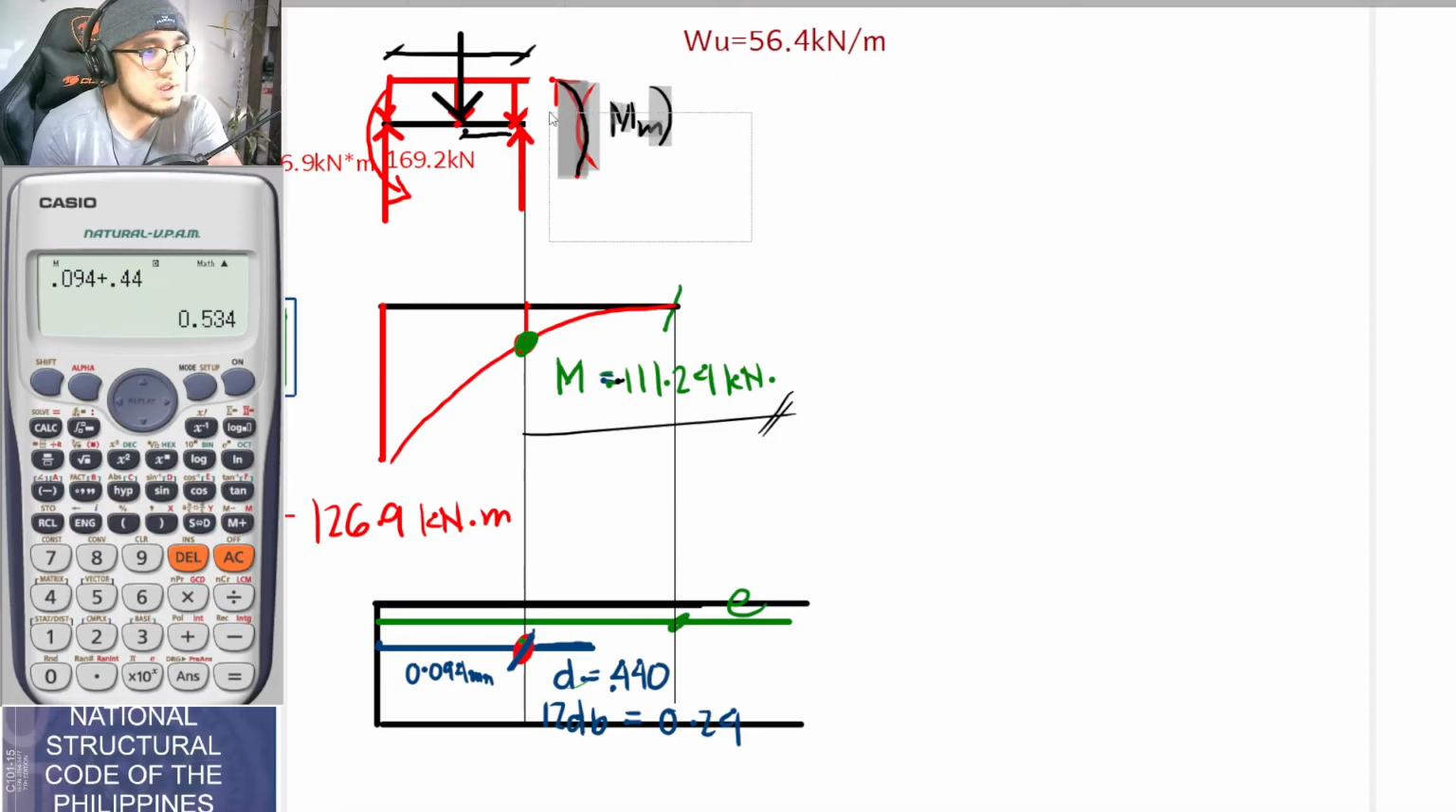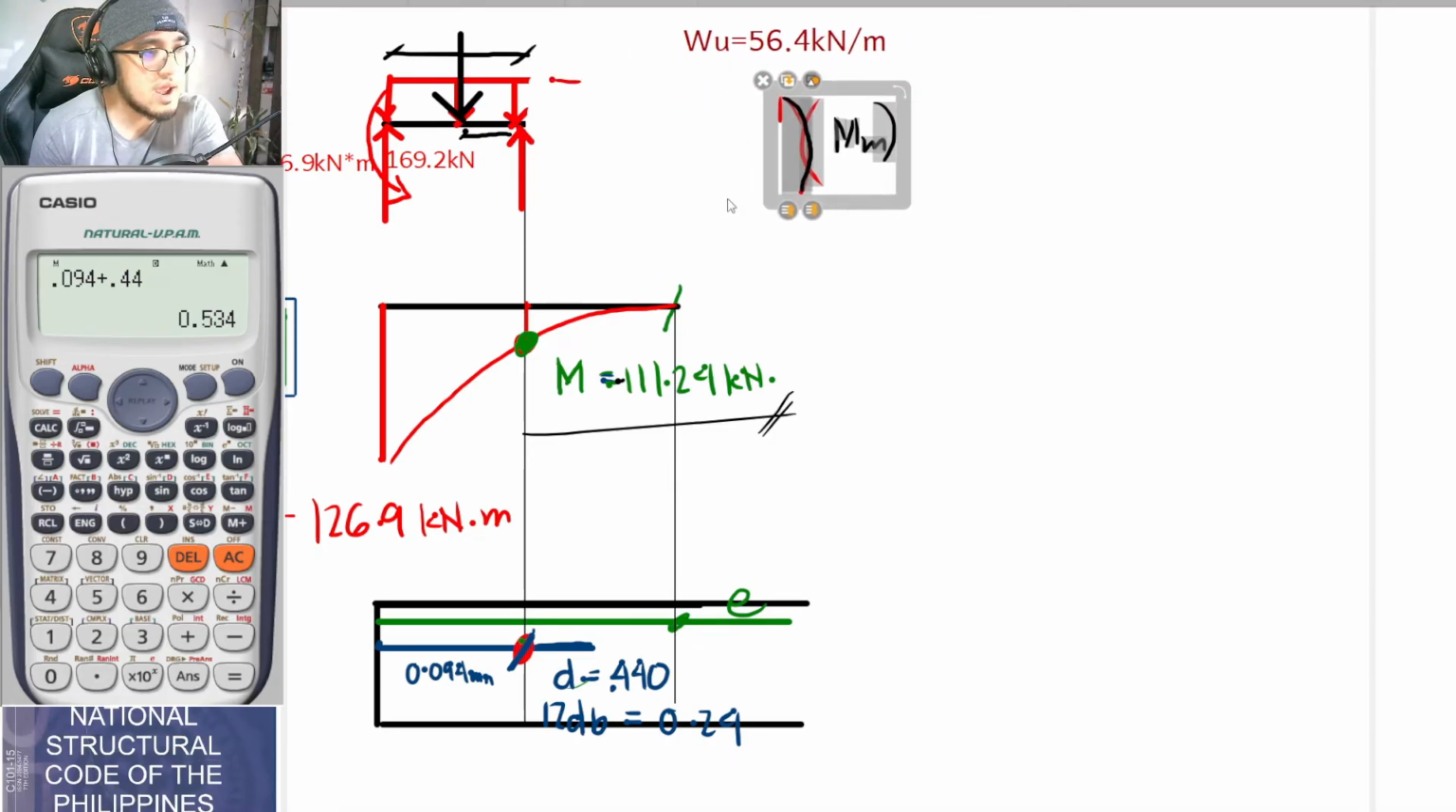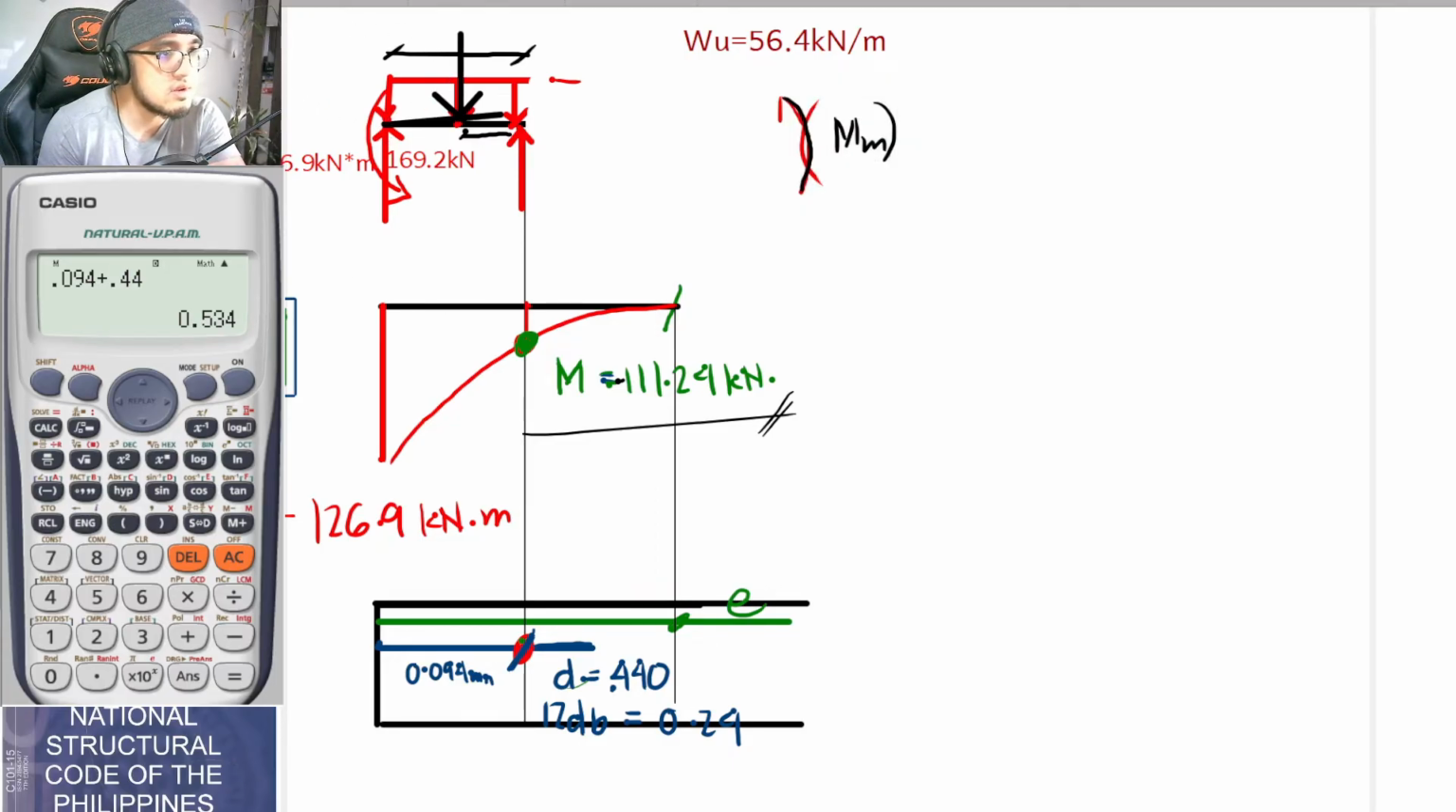So just move this to the right. Let us enlarge our section now. So let's say that this is to be our section, I mean our beam, up until this point where the moment is to be equal to 0, or the point of inflection.